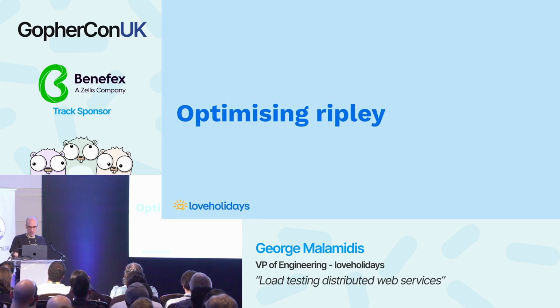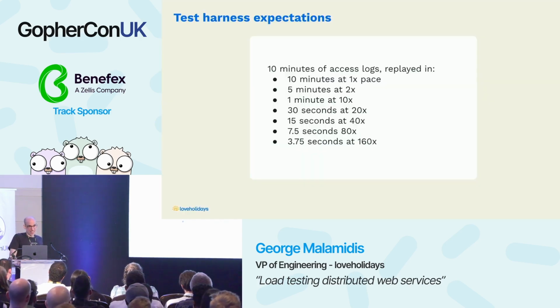So this is the optimization part of the talk, even though I'm not going to go into deep coding details. We created a test harness to prove the hypothesis, and our expectations were, we downloaded 10 minutes of logs. Because the logs are for 10 minutes of traffic, if we replayed them at 1x the rate, it should take 10 minutes. If we replayed them at twice the pace, it should take 5 minutes. At 10x, it should take 1 minute, and so on. And this test went up to 160x, which, to put absolute numbers next to it, if our search engine throughput was 300 requests a second times 160, it's in the tens of thousands of requests per second.